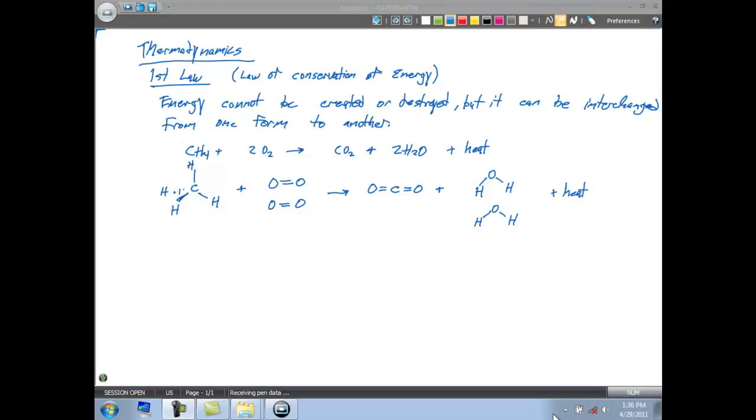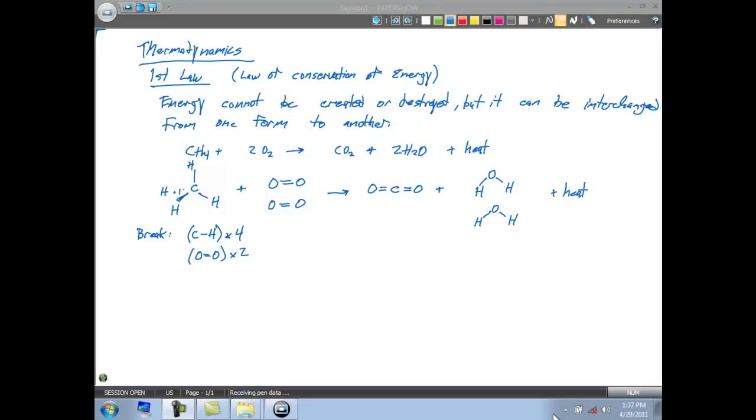So in order to go from CH4 plus two O2s over to these products, we need to break bonds to do that. So the bonds that we're going to break are, in this case, we have a tetrahedron, and it has 4 carbon-hydrogen bonds. So we need to break 4 of them. We also need to break 2 oxygen-oxygen double bonds. So here's our total of our bonds that are broken.